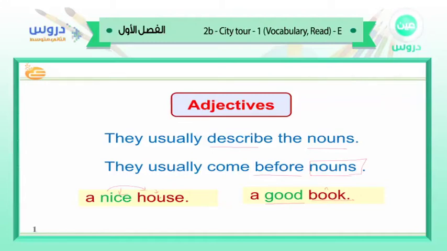Describe the noun. This is the noun, the house. Describe it: nice house. Good book. And it usually comes before the noun. Before a noun. A good book. Not book good. Not house nice. Okay? Nice house and a good book.